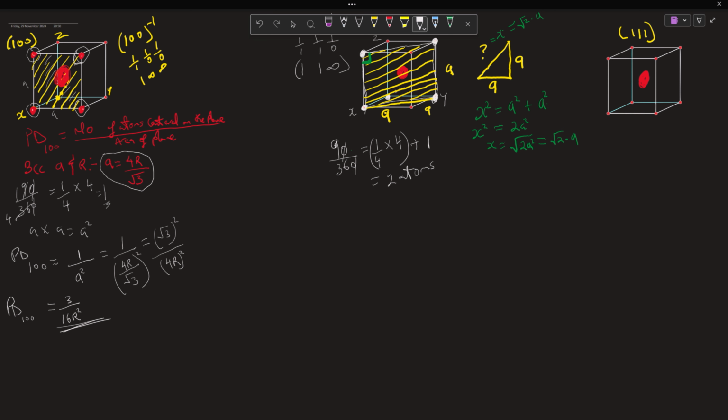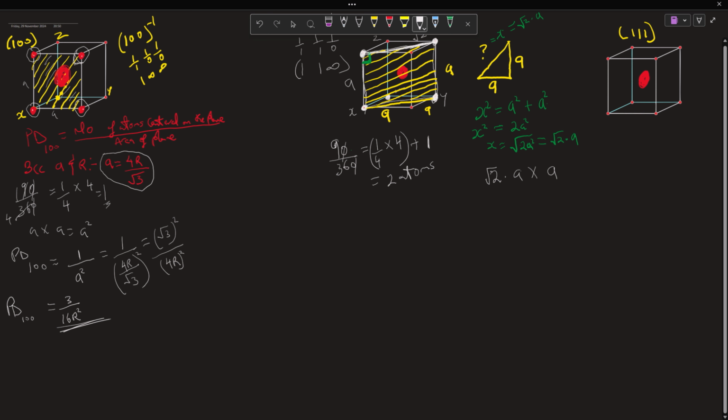Then for the area, it is going to be equal to root 2 a times a, right? Because it is this height, our a here, times this long distance that we found, which is root 2 a. Cool.